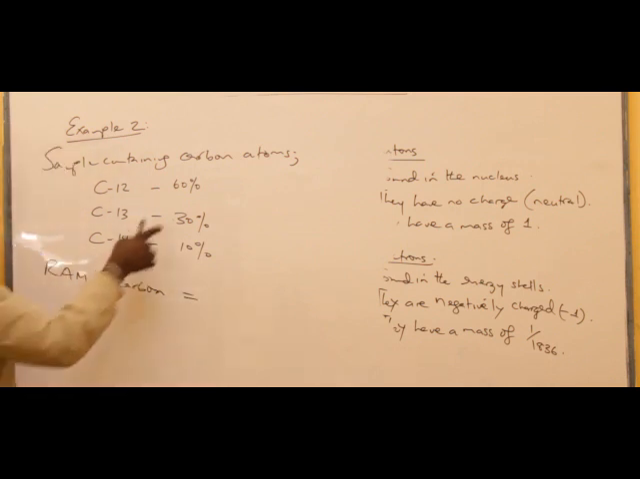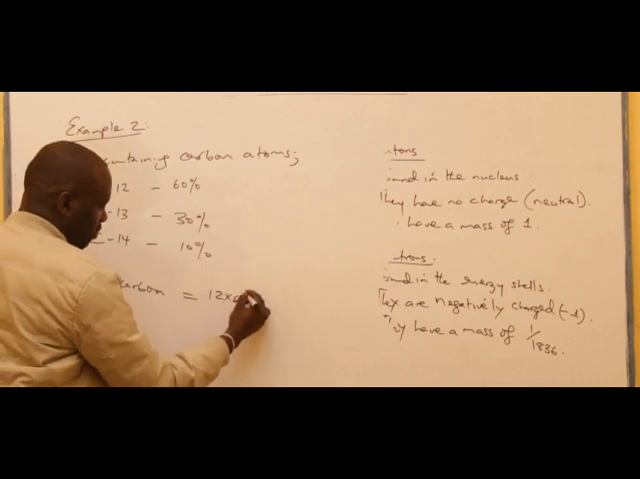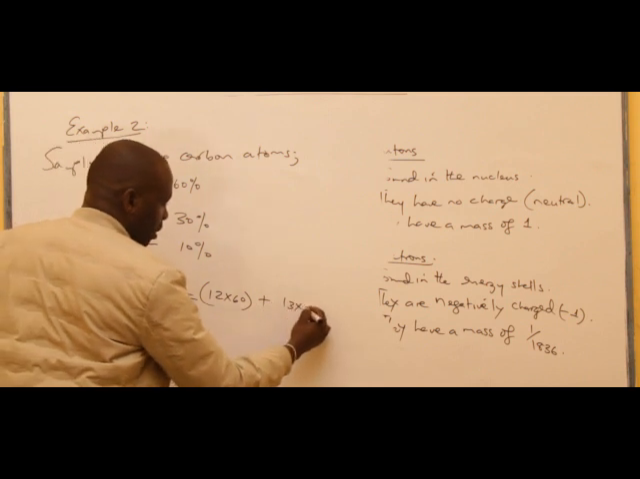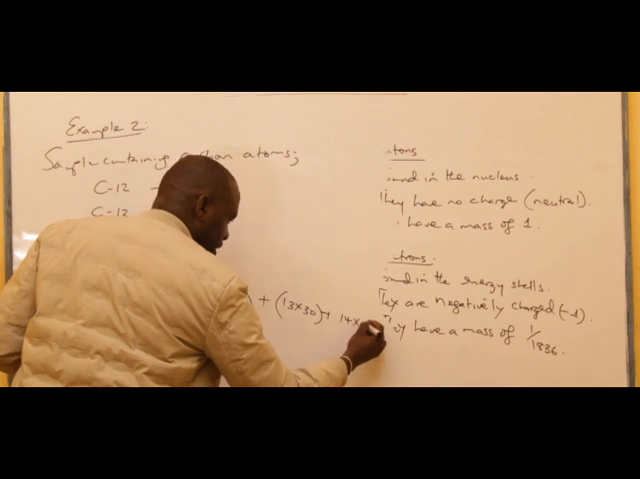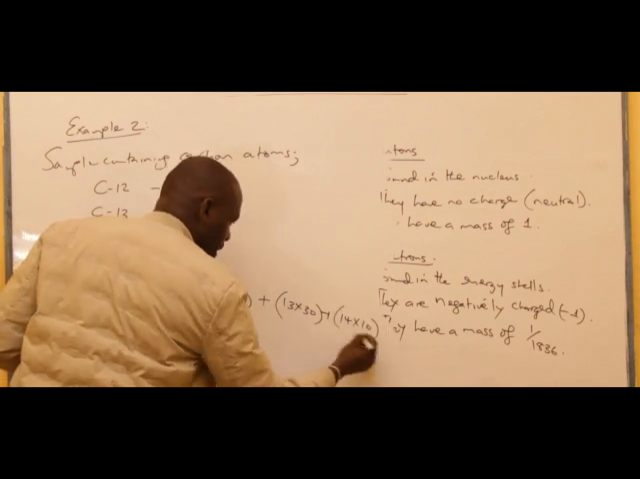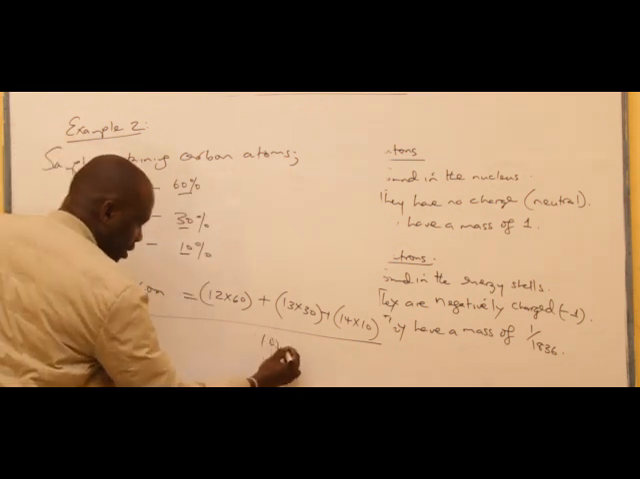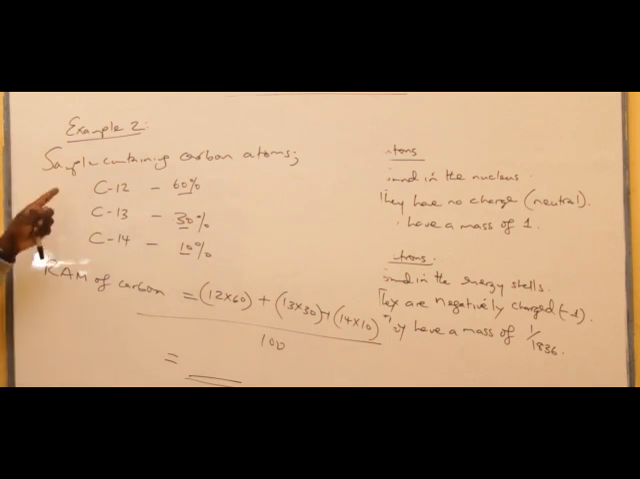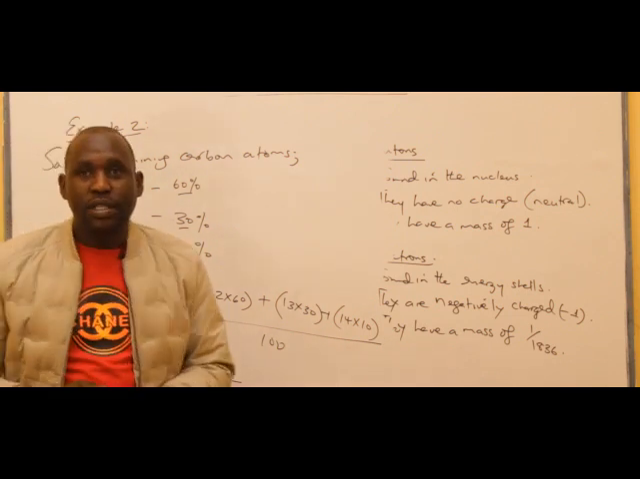What you need to do is to take the 60%, multiplied by those with a mass of 12. So it will be 12 times 60, plus those with a mass of 13, multiplied by their total number, which is 30%, plus those with a mass of 14, multiplied by their total, which is 10. Then divide by the total number of atoms. That's 60 plus 30 plus 10, which gives you 100%. When you divide that, you will get the relative atomic mass of the sample of carbon atoms. So that brings us to the end of the topic, and I hope that you have gained something.